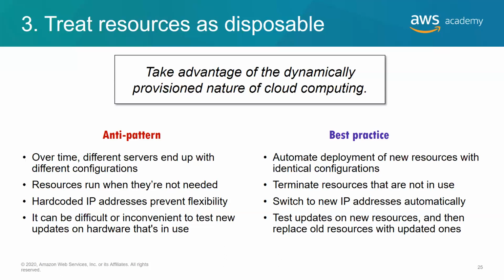Right? So you're going to automate everything here. Whichever resources are not working, not in use, not needed, you remove them and automatically switch to your new IP address. It has to be assigned automatically. Right? So these are the best practices, right?